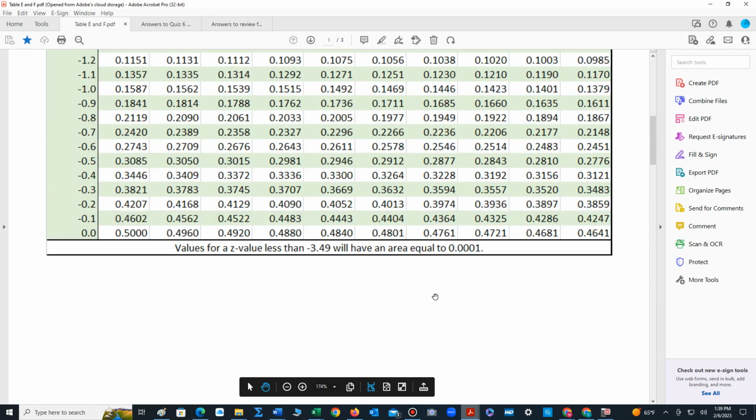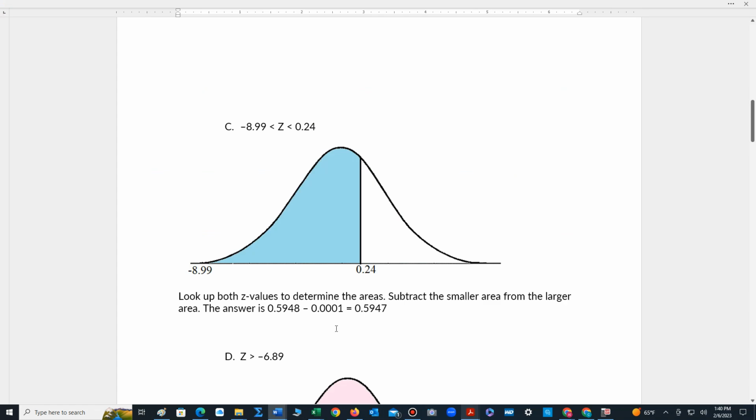Now, if we have a value like negative 8.99, we have to use the information at the bottom of the chart. It says for any z-values less than negative 3.49, we use the area 0.0001. So we subtract those two areas, and our answer is 0.5947.